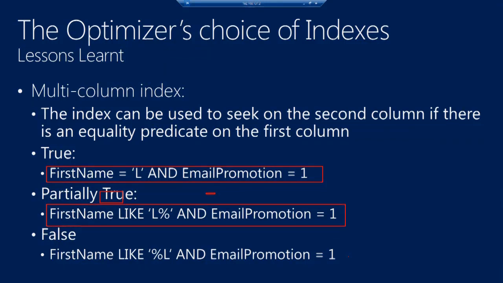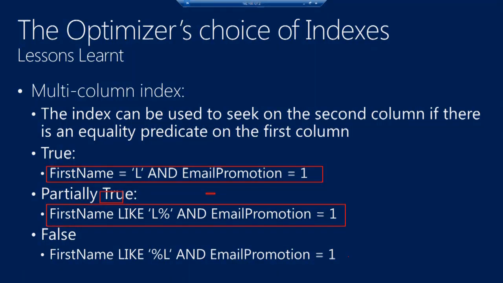And just like in the previous example, I can hover onto the tooltip of the operator in the execution plan, and we can prove it using the residual predicate. The last one is definitely false, because a predicate like first name like percentage L is definitely not seekable. You say percentage, wildcard character there, percentage L, so you can't seek.